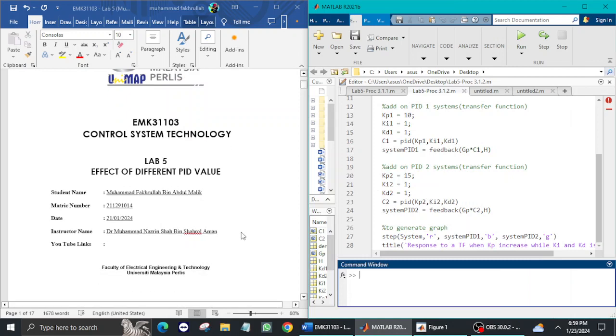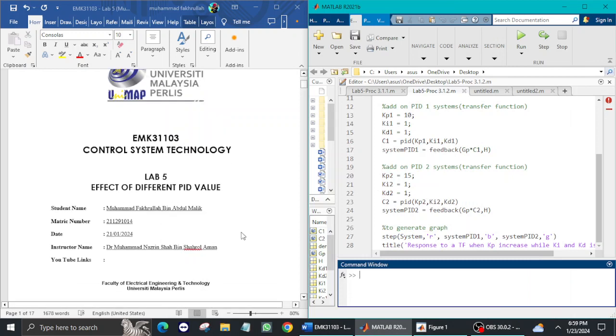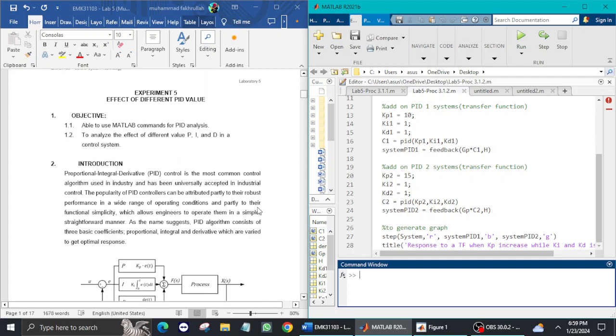211291014. Today I will present about Lab 5, the effect of different PID values. For the objectives of this experiment, first is to be able to use MATLAB commands for PID analysis. Second is to analyze the effect of different values of P, I, and D in a control system.